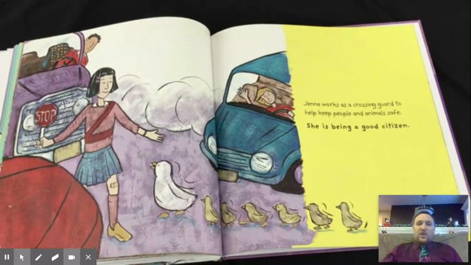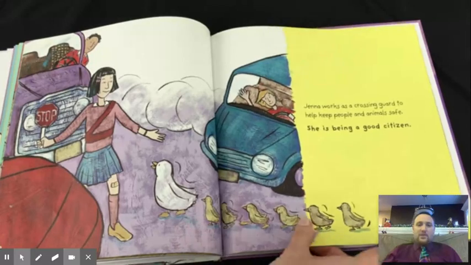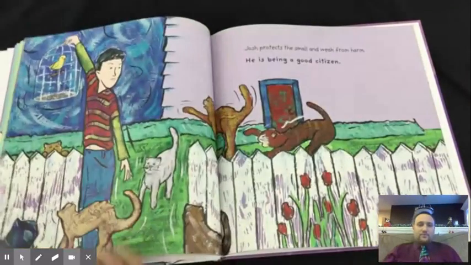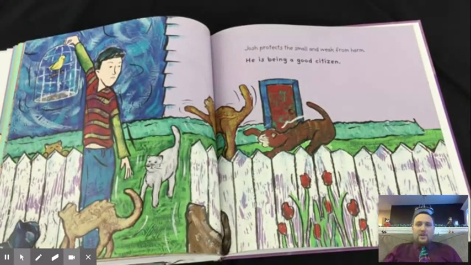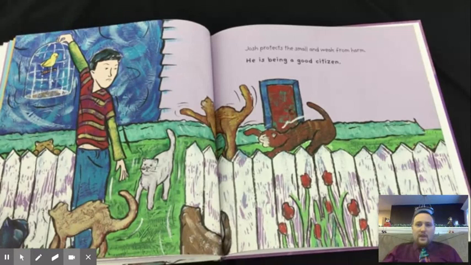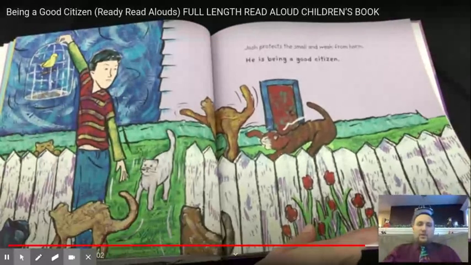Jenna works as a crossing guard to help keep people and animals safe. She's being a good citizen. Josh protects the small and weak from harm. He is being a good citizen. I'm sorry, the small, weak, the little bird.